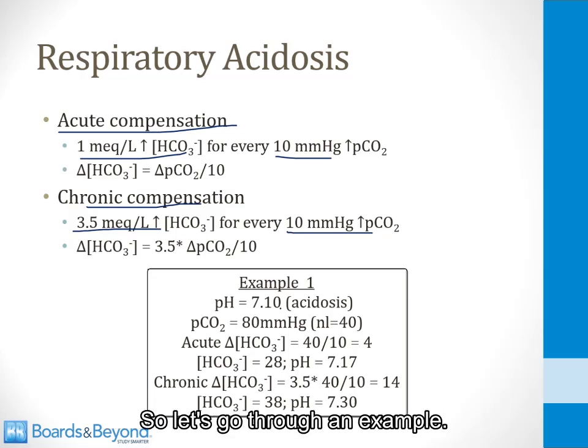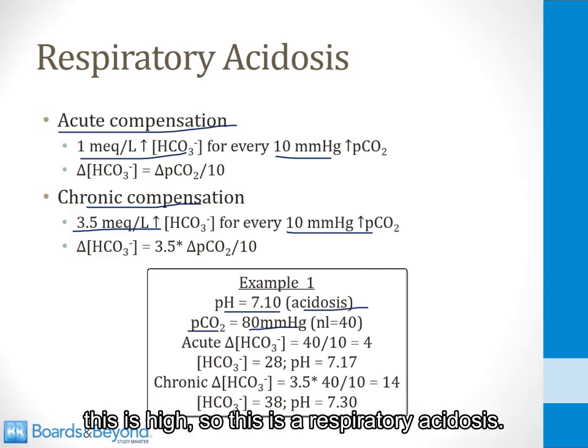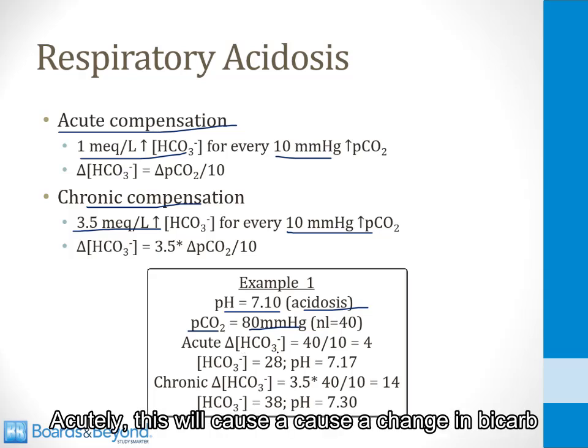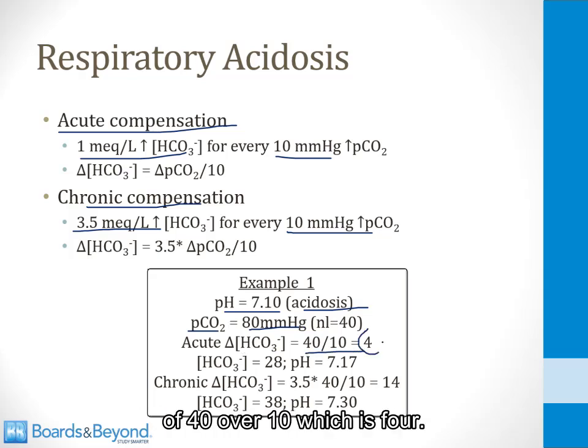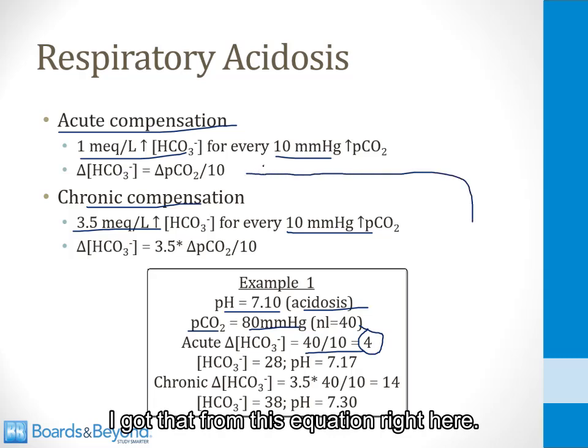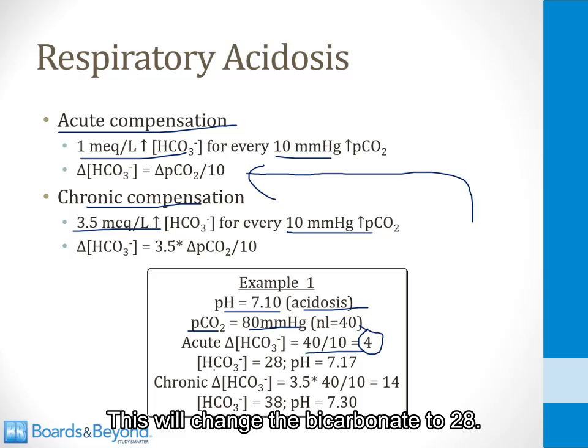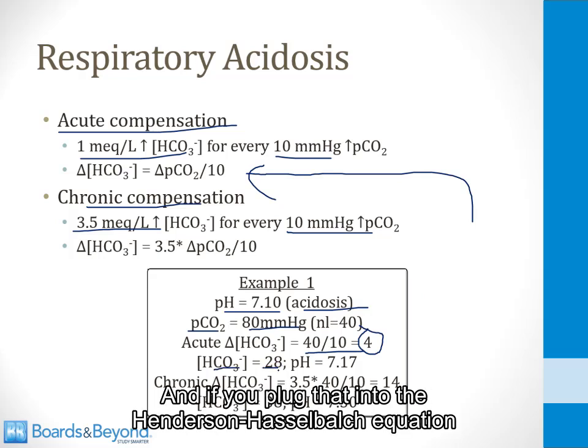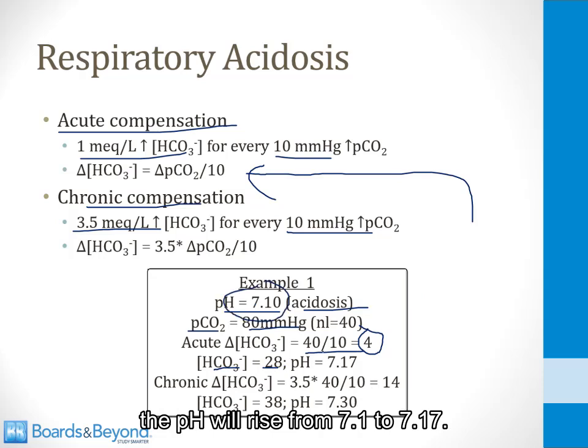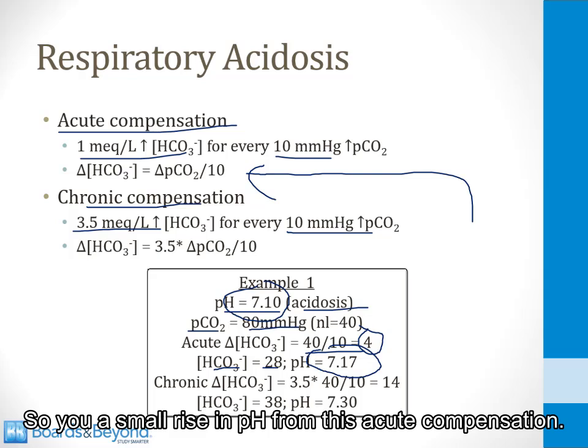So let's go through an example. Imagine a patient has a pH of 7.1. This is an acidosis. Imagine the carbon dioxide level is 80. This is high, so this is a respiratory acidosis. Acutely, this will cause a change in bicarb of 40/10, which is 4. I got that from this equation right here. This will change the bicarbonate to 28, and if you plug that into the Henderson-Hasselbalch equation, the pH will rise from 7.1 to 7.17. So you get a small rise in pH from this acute compensation.